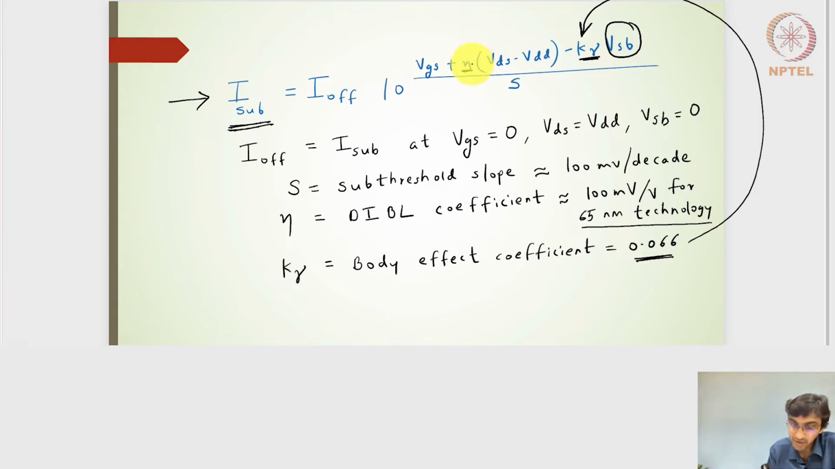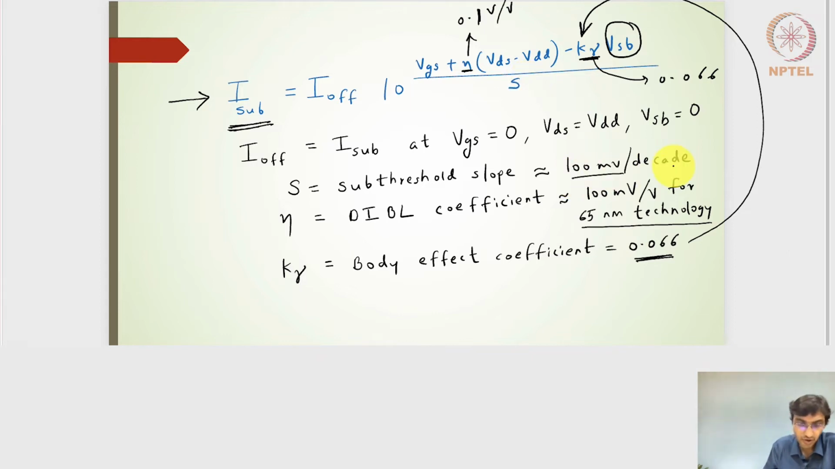So that has been incorporated in this approximate equation in the form of the eta. For most of our calculations, we will consider eta to be 0.1, which is nothing but 100 millivolts per volt, so 0.1 volt per volt. K gamma is given as 0.066 as a constant. The last one is the subthreshold slope, and that is 100 millivolts per decade.